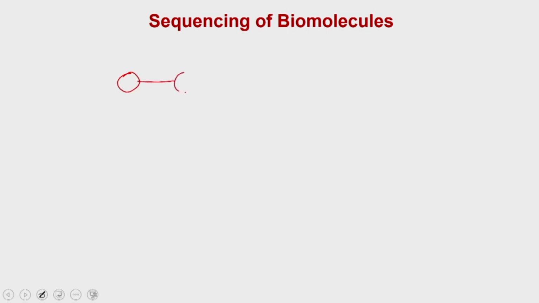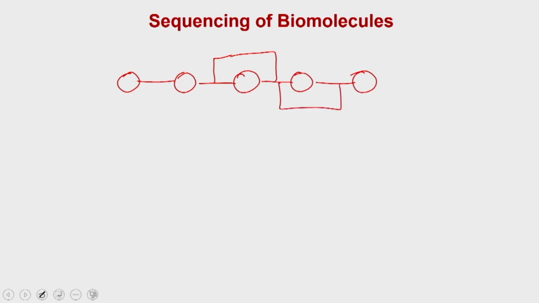All these balls that you see are the monomers associated with each other. Sometimes biomolecules also have intramolecular bondings, which are very important, especially in proteins. So, if you would like to sequence this biomolecule, which is made up of many monomers, first you have to destroy all these intramolecular bondings.